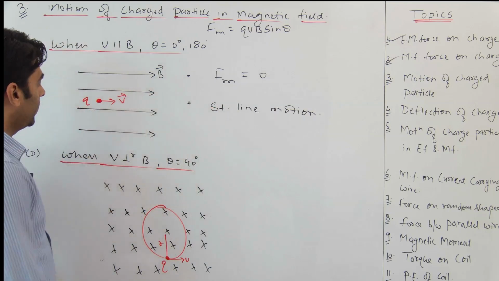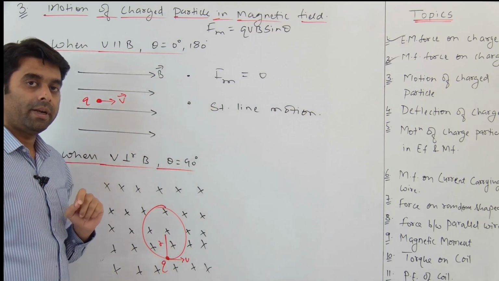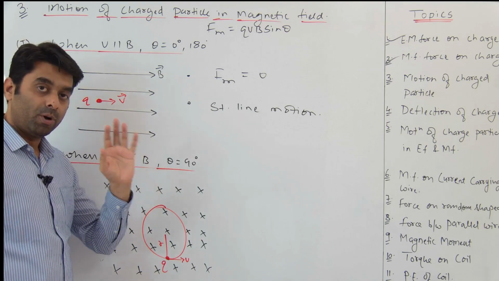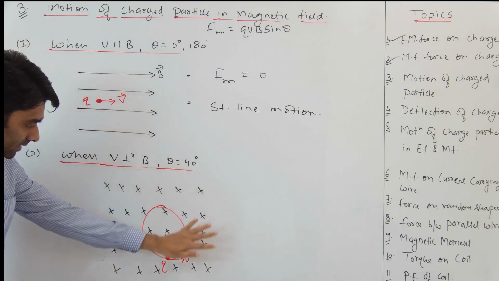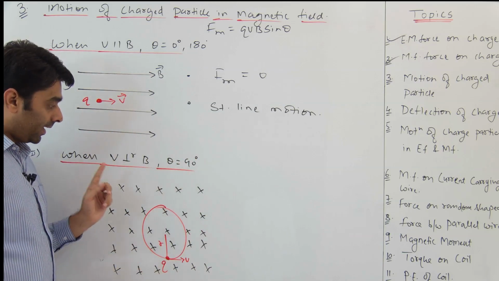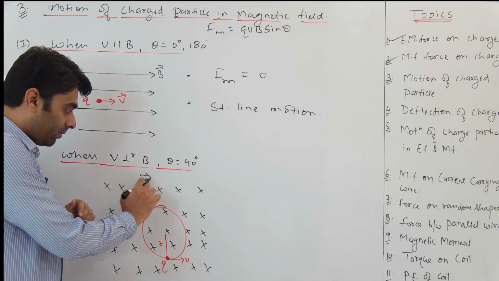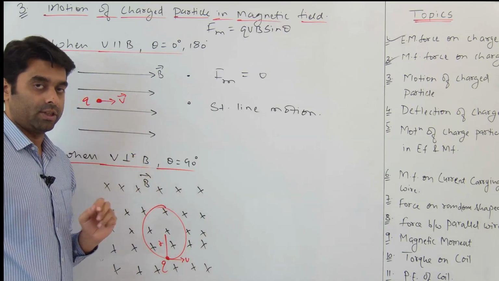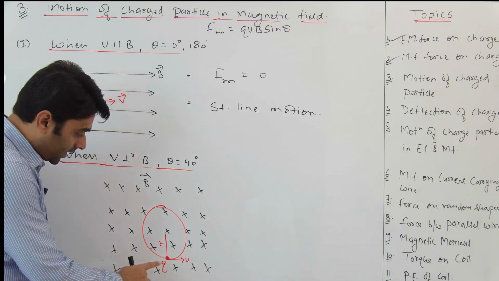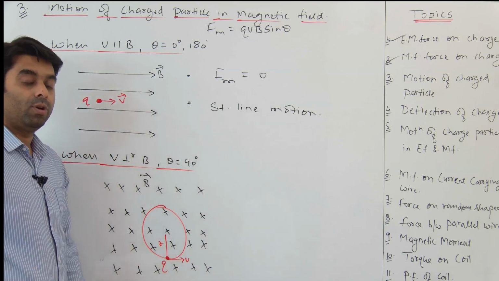Okay, moving ahead. Next is when velocity is perpendicular to the magnetic field. Very important case. That is when the angle is 90 degrees. See the example that I have taken here. Magnetic field B I have shown by a cross. That means it is a uniform magnetic field in the inward direction. It is into the plane. And a charged particle Q is going with a velocity of V.